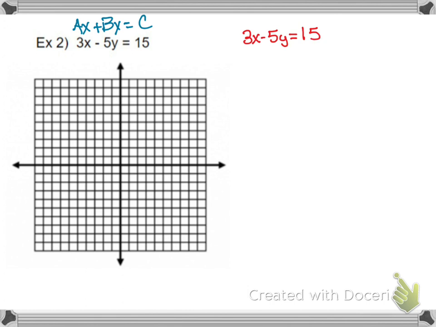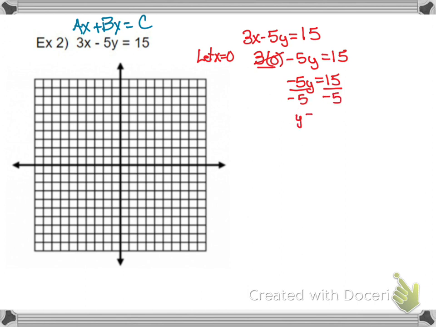If I want to find the y-intercept, I'm going to let x equal 0. What that means is we're going to plug in a 0 for the x, and then we're going to solve the equation. So 3 times 0 is 0. 0 minus 5y is just negative 5y, equal to 15. Then to get the y by itself, you're going to divide both sides by negative 5, and you get that y is equal to negative 3. So my y-intercept is 0, negative 3.